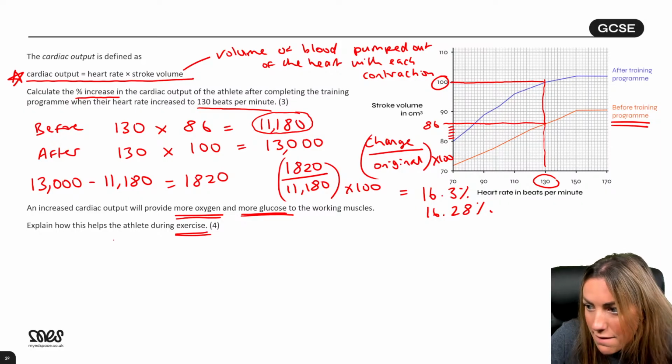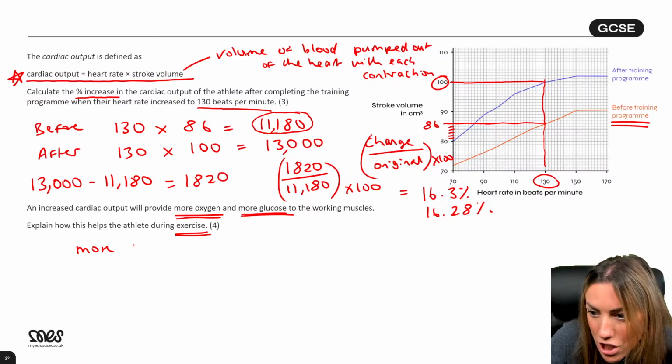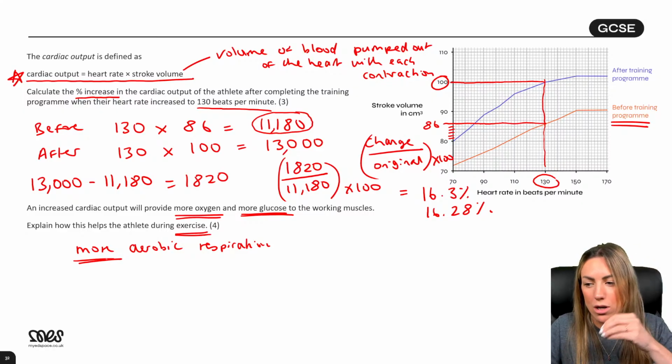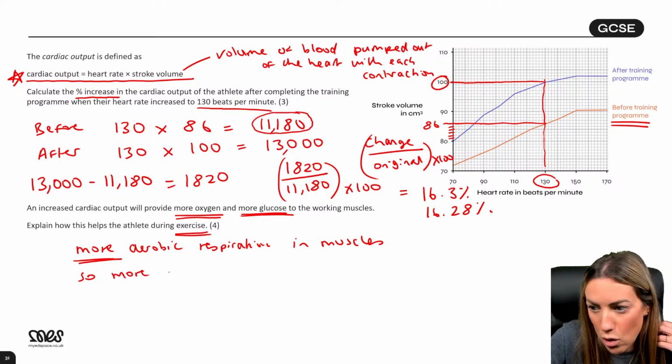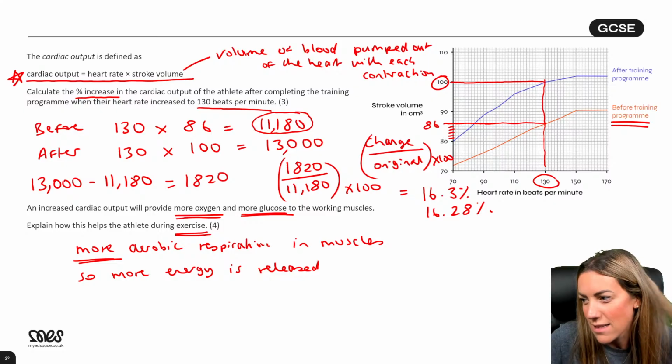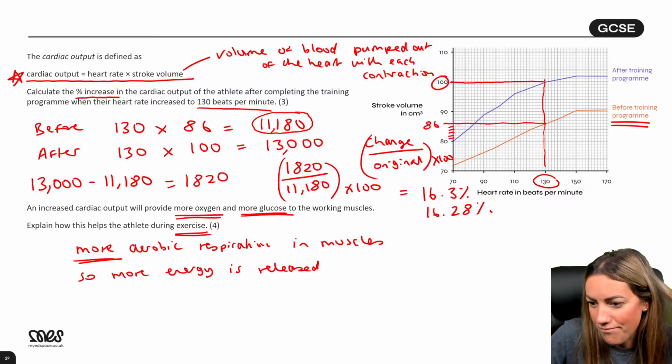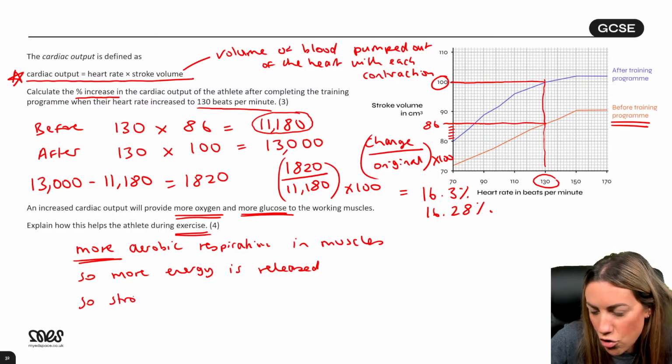So let's think about it. If they're getting more oxygen and more glucose, and don't just say aerobic respiration, it's about more. If they're getting more oxygen and more glucose, they can do more aerobic respiration. And we're exercising, so we're going to say in muscles. So more energy is released. What else are we going to say though? Maybe we could say, so stronger muscle contractions.